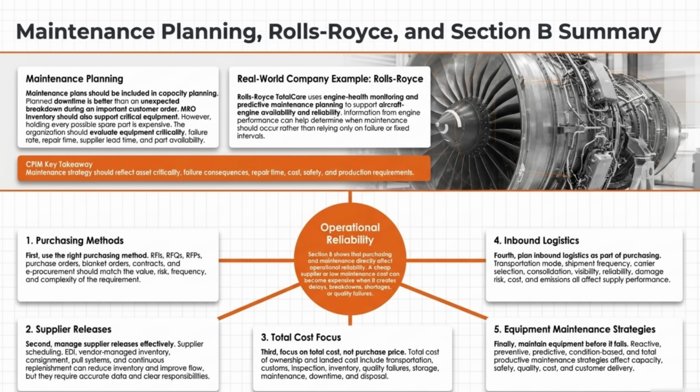Section B shows that purchasing and maintenance directly affect operational reliability. A cheap supplier or low maintenance cost can become expensive when it creates delays, breakdowns, shortages, or quality failures.